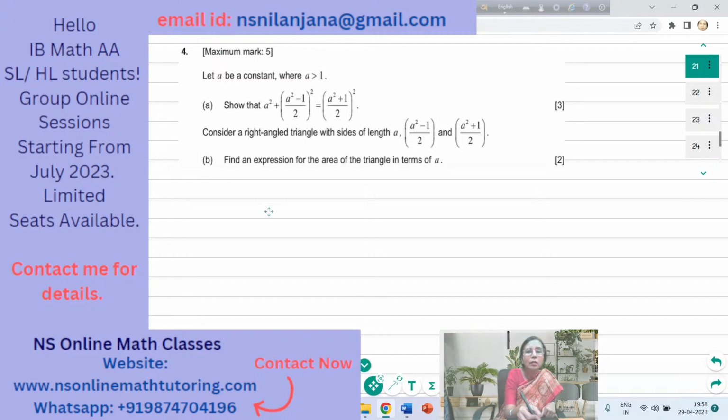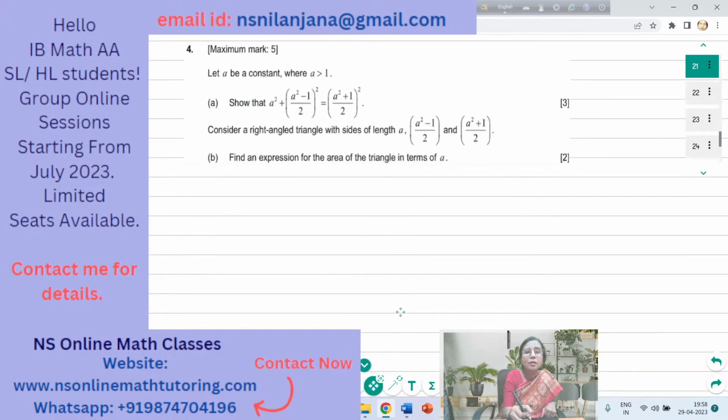Now we come to question number 4. It is containing maximum mark 5, and it is saying that let A be a constant where A is greater than 1. Okay. Subpart A says, show that A square plus (A square minus 1 over 2) whole square equals (A square plus 1 over 2) whole square. Fine. So I don't have any other option here but to start from this line. So I'll be doing that.